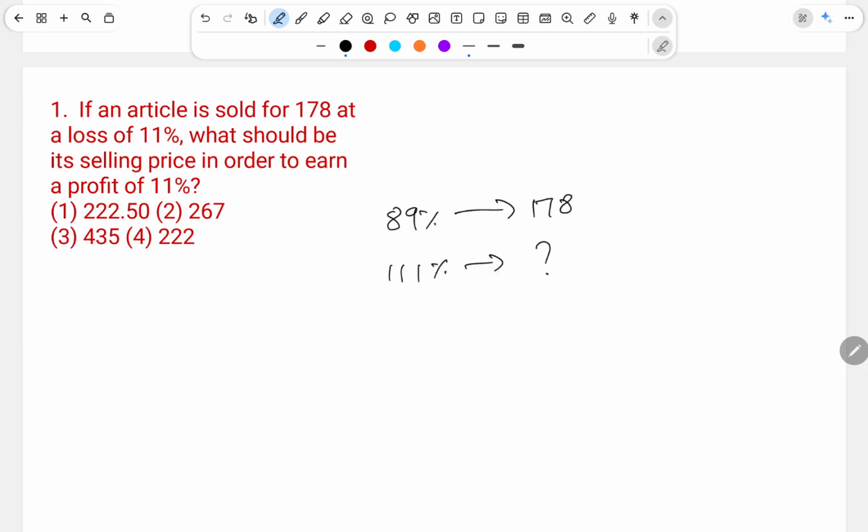What will be the amount they're asking? So for 89, if it is 178, for 111 it will be more than that. So more by less into 178. One time, two times. So 222 is our answer.